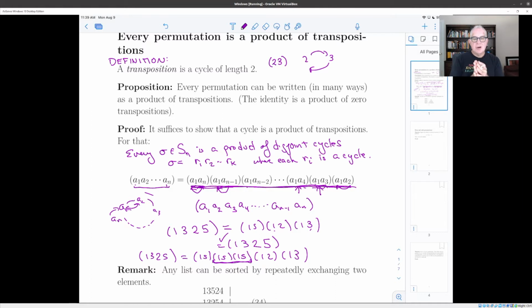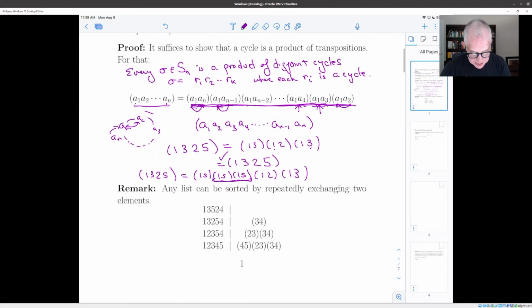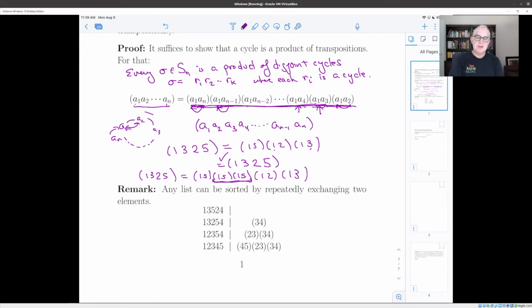So the number of transpositions isn't, at least at first glance, something that you can pin down. There's always lots of ways to do it. The other remark I was going to make is that, as I said, one way to interpret this is that you can always sort a list by repeatedly exchanging two elements. Just to illustrate that, I'm going to start with the list 1, 3, 5, 2, 4, and suppose I want to put that in order.